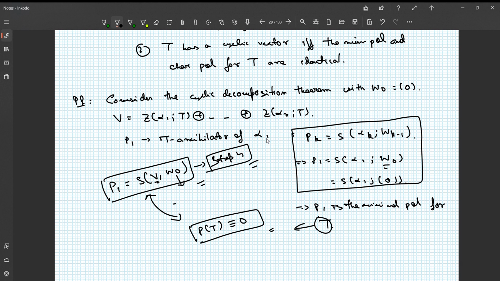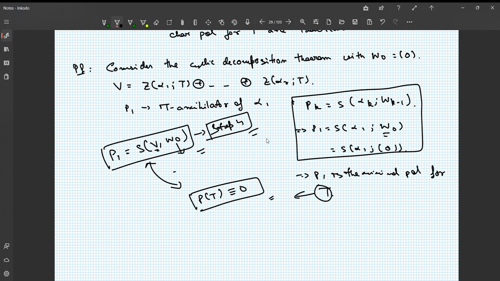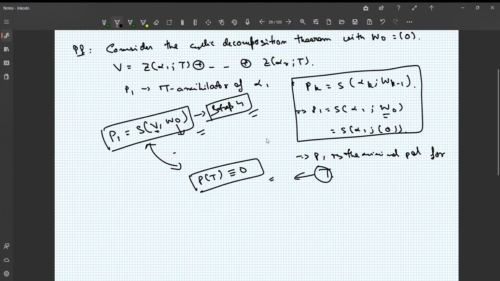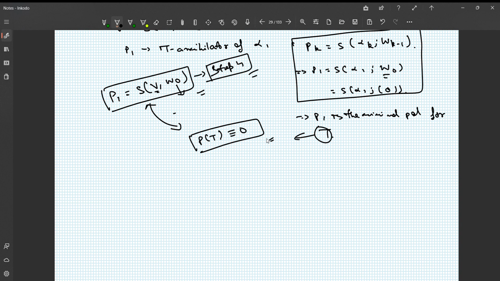If you quickly recall what we had done in step 4, we considered the T annihilators of the vectors alpha 1 and we had chosen another vector gamma 1. Then we showed that each of the T annihilators actually are T conductors of the whole vector space V into the T admissible subspace W naught. Here we choose W naught to be 0. This part of the proof is completely clear. You can just write that step by step. I'm not going into details of the proof. Let's talk about the second part.